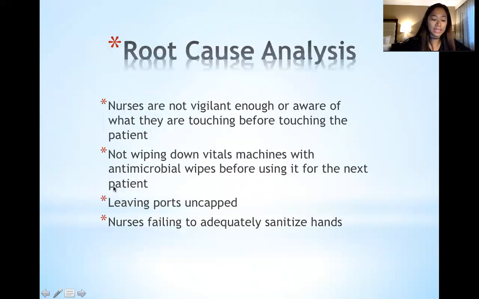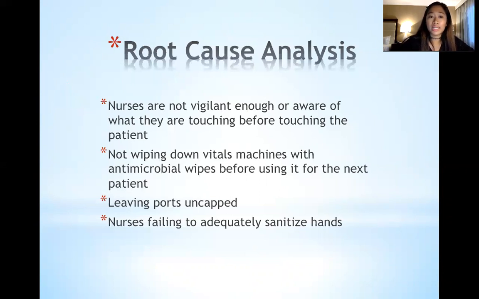The root cause analysis. Nurses are not vigilant enough or aware of what they're touching before touching their patient, not wiping down vital machines before using it for the next patient, which I know I've seen a lot of nurses do, considering the unit is a 2-bed unit. So if they have both patients in the room, it's so easy to just go from one patient to the other. However, we may not know what they may have because tests have not come back conclusive enough, and we may be infecting the next patient.